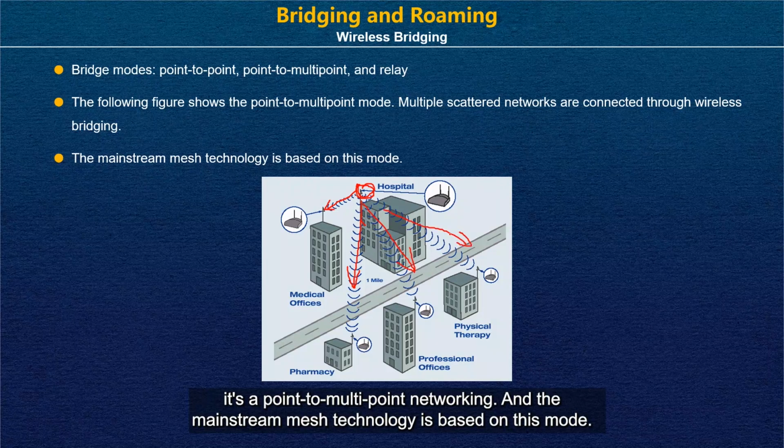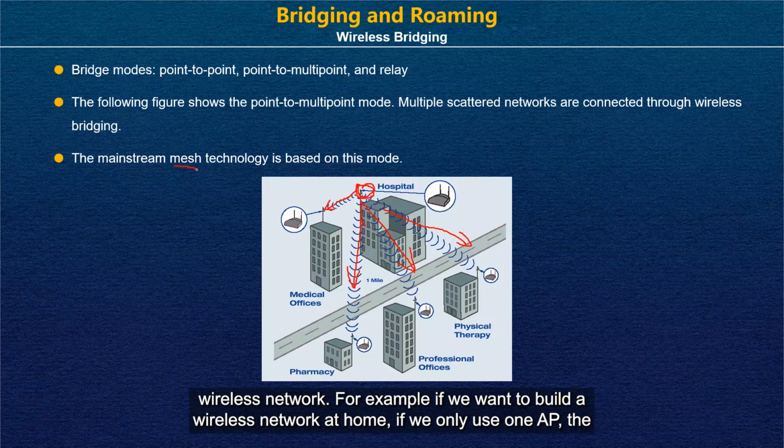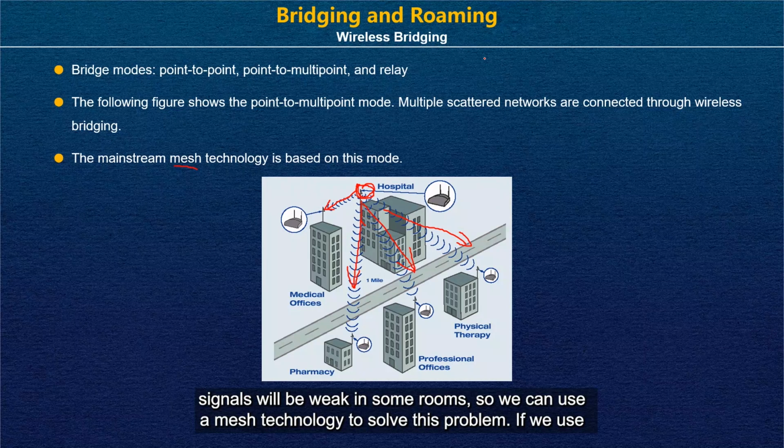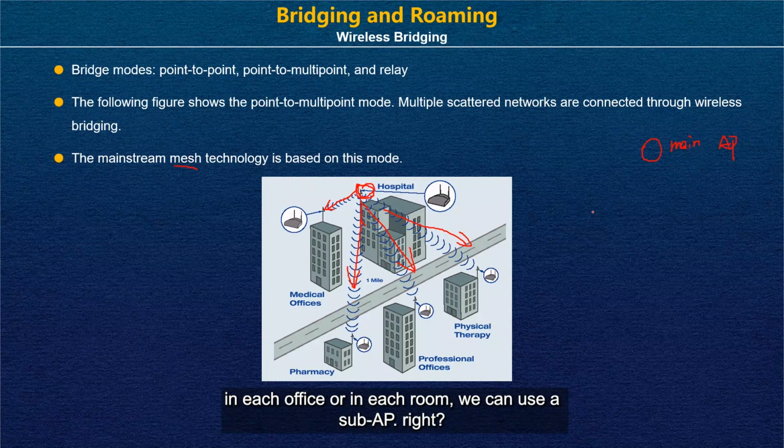And the mainstream mesh technology is based on this mode. Mesh technology is a very popular technology nowadays, especially in home wireless networks. For example, if we want to build a wireless network at home and only use one AP, the signals will be weak in some rooms. So we can use mesh technology to solve this problem. You can think this is a main AP, and in each room, we can use what we can call a sub AP, right?